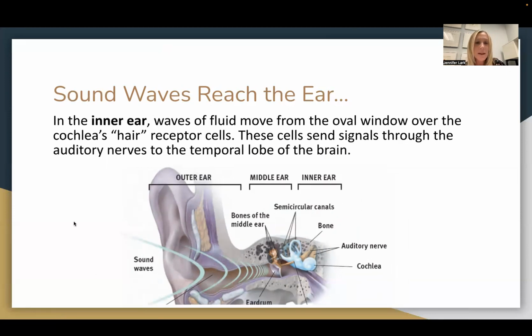In the inner ear, then, waves of fluid move from the oval window over the cochlea's little hair receptor cells, and those cells send signals through the auditory nerves, eventually to the temporal lobe of the brain. So vision goes to the occipital lobe, auditory information goes to that temporal lobe, like we learned about in the brain chapter.